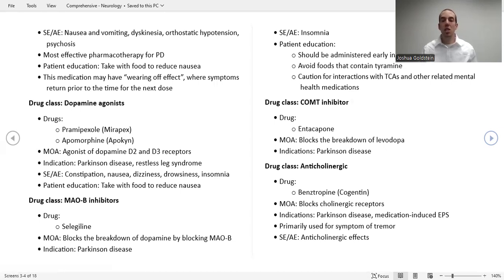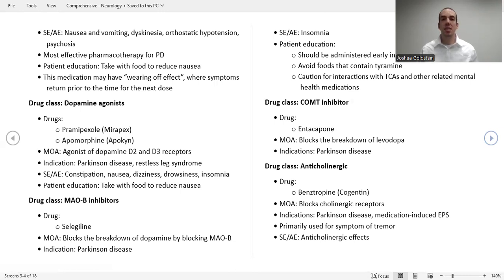Next, we have an anticholinergic here for Parkinson's disease. If you're going in order of the videos, you might have already seen this. This is specifically going to be benztropine. This works by blocking cholinergic receptors. Again, it's an anticholinergic, and specifically this one is used for Parkinson's disease. It's also used for EPS, extrapyramidal symptoms like tardive dyskinesia or akathisia that a patient developed because of a medication that they're taking. Medication is primarily used for the specific Parkinson's symptom of a tremor.